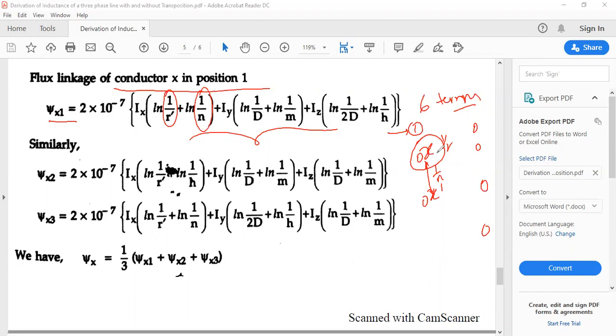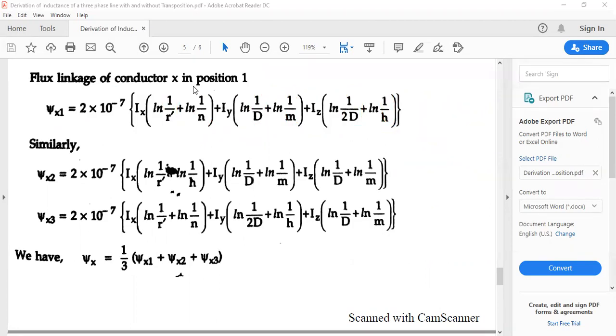Next one, you can generally have the distance to be 1 by d. So it's a simple formula. If you can recall the transposition of lines derivation that we have done for the single circuit line, you'll be able to understand it better. We are extending the same concept to the double circuit line also.